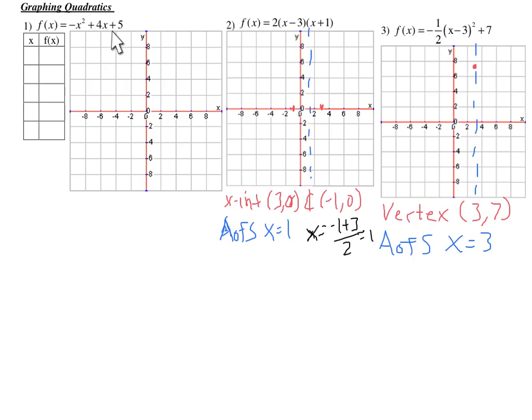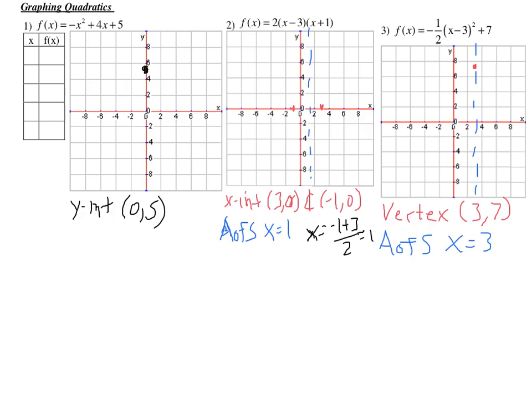Next, we're going to do this standard form. Standard form does give you a nice easy point. It deals with this right here. 5 is your y-intercept. So my y-intercept is that last number. It's called C. So my y-intercept is 0, 5. And then I just go up to the graph and I put a dot there at 0, 5.